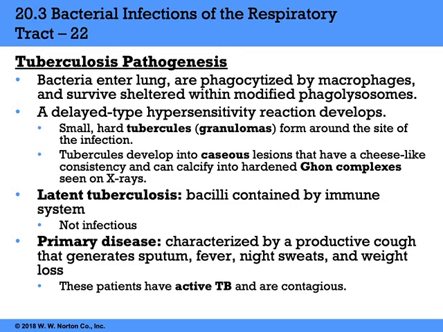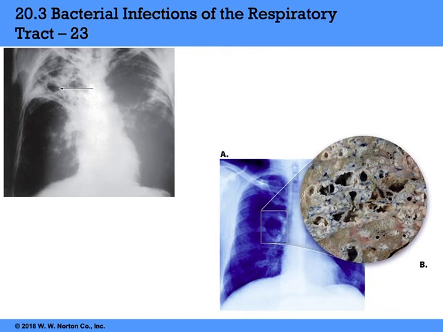These patients have active TB and are contagious, and frequently they're going to cough up blood, okay? The treatment, antibiotics, okay? You can see some examples here. The arrow in this figure is pointing to a Ghon complex in a patient's upper right lobe, okay? So you can see how extensive the damage is in the lung tissue.